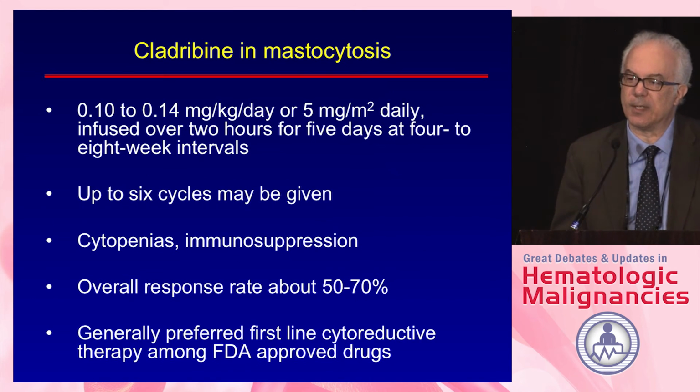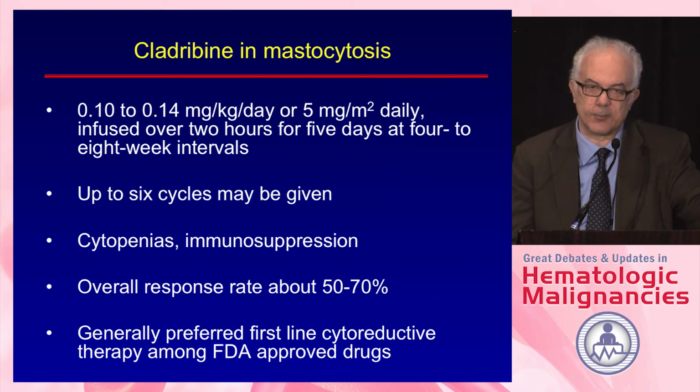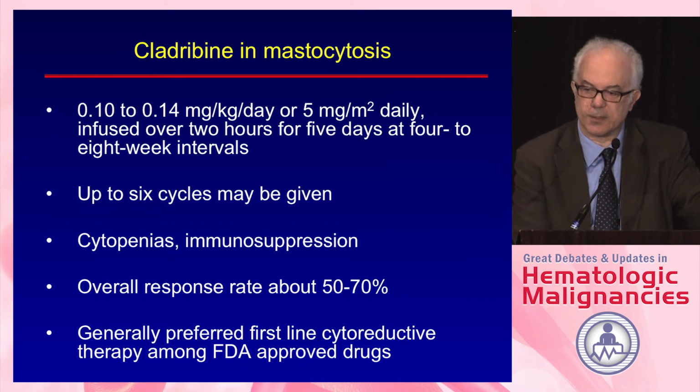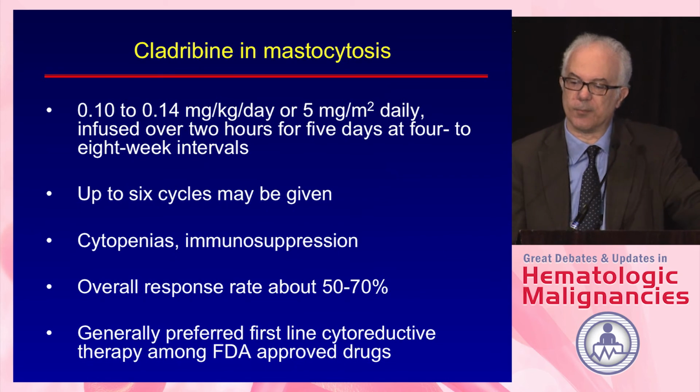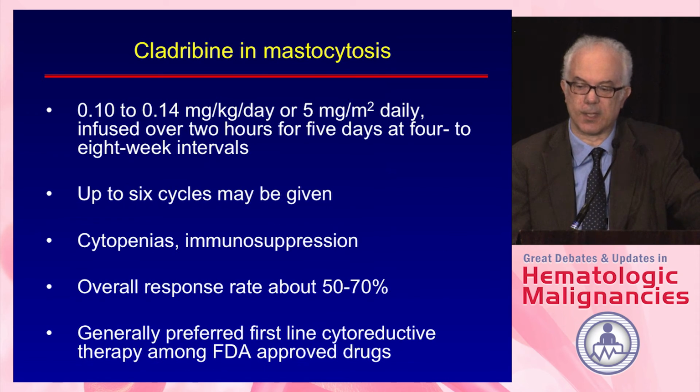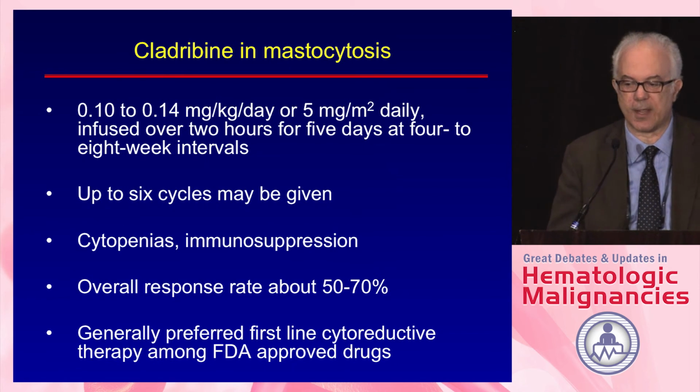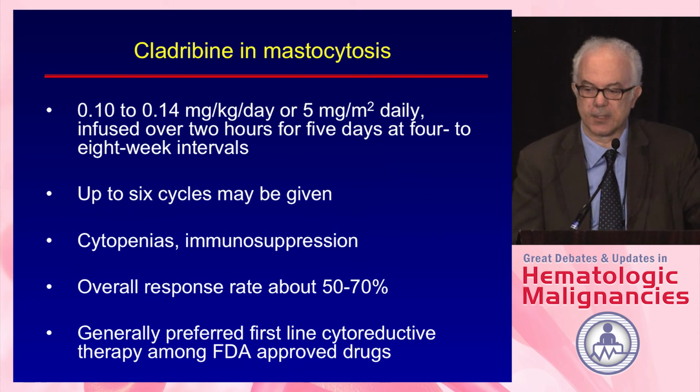Cladribine became the first line of treatment because it acts rapidly. This is the dose here. The side effects are cytopenia and immunosuppression. And the overall response rate is better than alpha interferon, up to 70%.